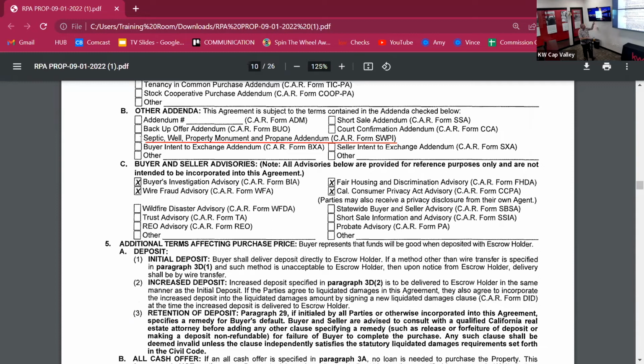The one right under it, buyer intent to exchange, BXA. That is a form for when you're representing a buyer and find out that the seller is doing a 1031 exchange. What they're supposed to do is put a note in the MLS that says, seller is doing 1031 exchange, buyer agrees to sign paperwork at no cost to buyer. Okay, there's really no effect on the buyer at all.